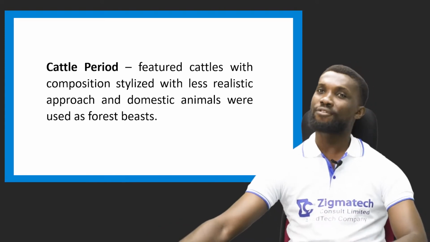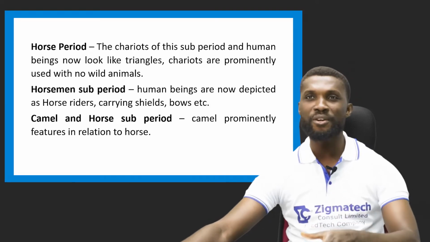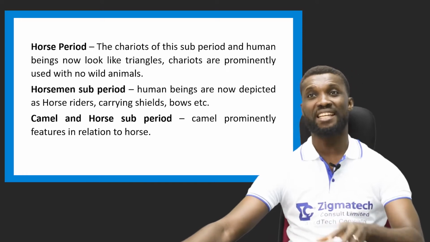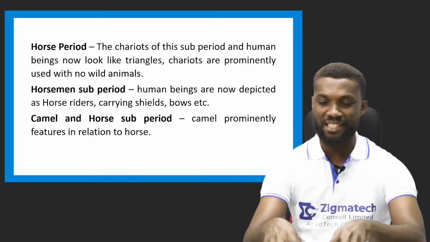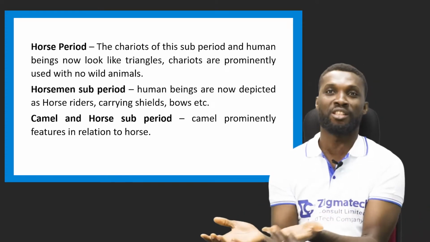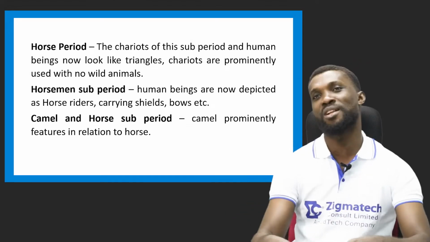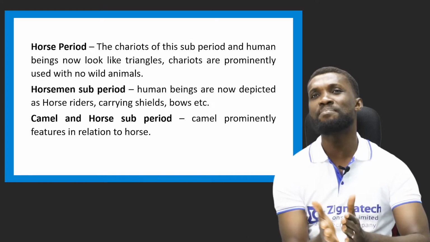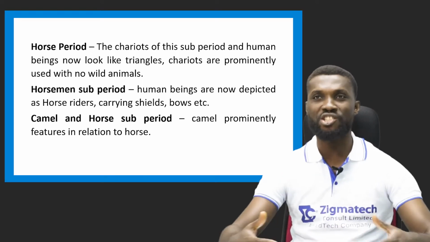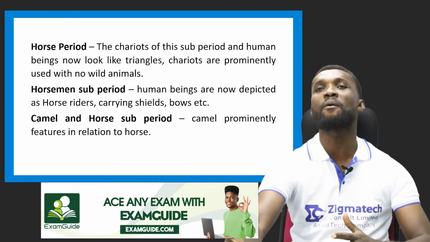Now, after that period, we also have the horse period. The chariots of this sub-period, and human beings, now look like triangles. They started painting human beings in a triangular form. For every beginner, if you see little children, when they want to draw, they draw their dad and their mom in triangular forms. That was exactly how these men started drawing human beings. They started drawing chariots, horses, and other wild animals.